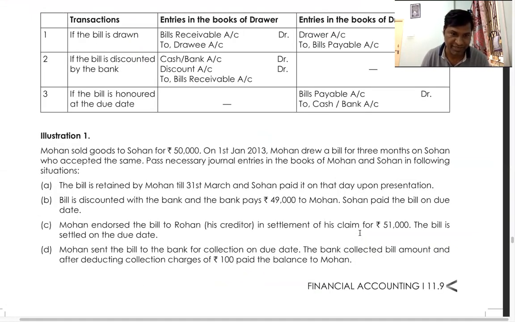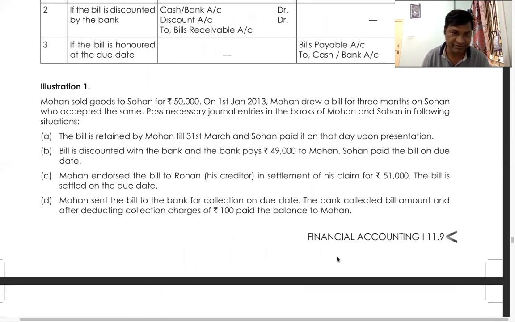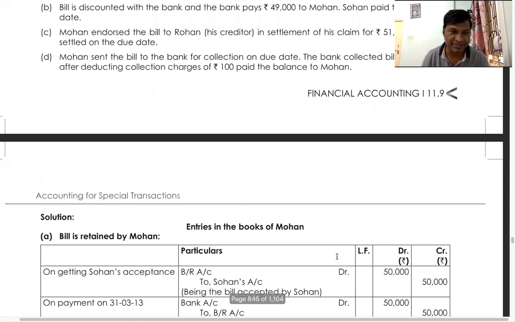The bill is retained till maturity. The bill is discounted with the bank. The bill is endorsed to Rohan. And it is sent to the bank for collection, and there are some bank collection charges.